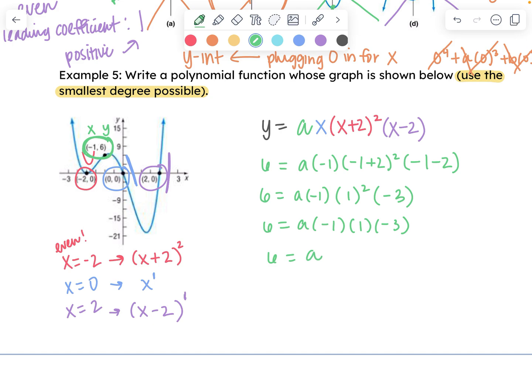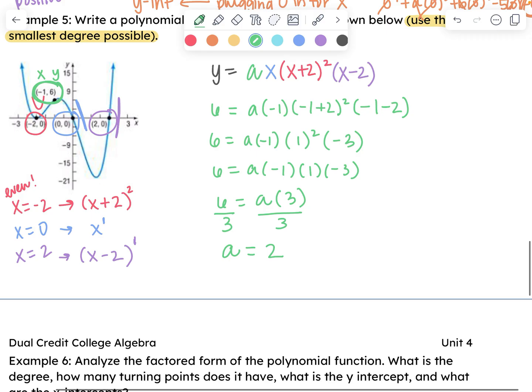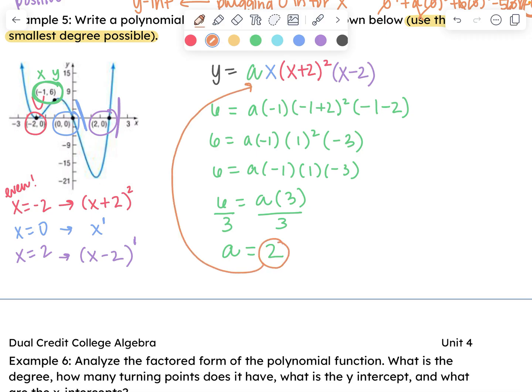-1 times 1 times -3 is a positive 3. And then I can divide both sides by 3 to get that a is 2. So when I write my final equation, I'm going to plug that 2 in for my a. So y is equal to 2x times (x plus 2) squared times (x minus 2). The order of these parentheses doesn't really matter, but if you have an x that's outside of the parentheses, you do want to put that in the front with whatever your a value is.